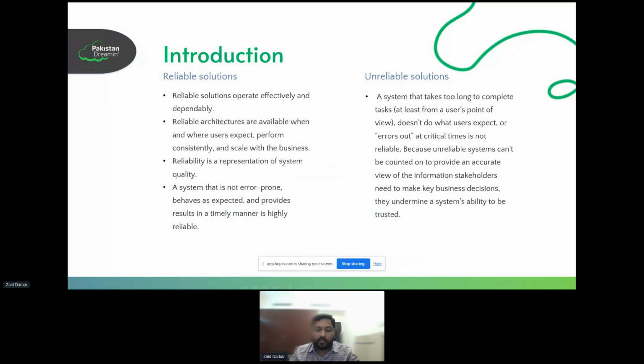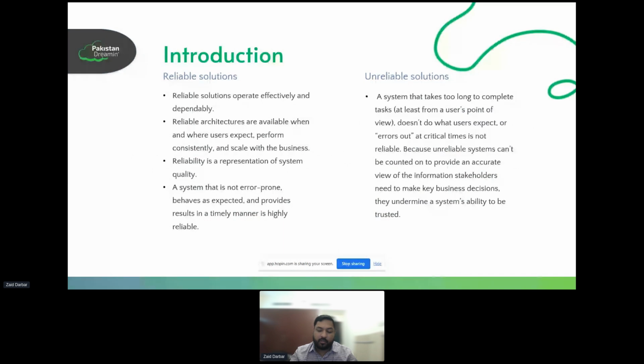On the other hand, an unreliable solution is something where the user does not know what to expect from the system. There are errors at critical times, and the system cannot provide accurate information to the stakeholders. The loading is taking a lot of time, and things like that. The system is not available when users want to visit it at key moments. Anything like that will make it an unreliable solution.